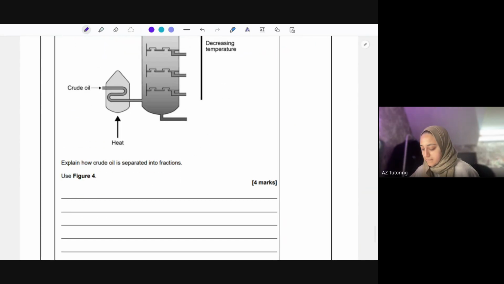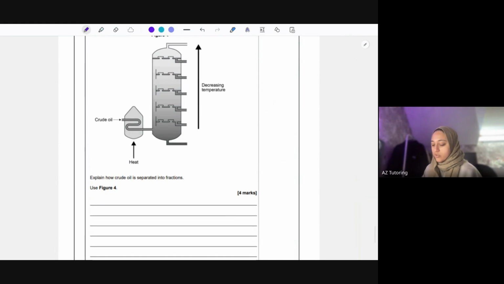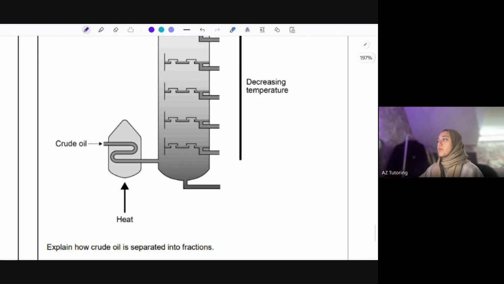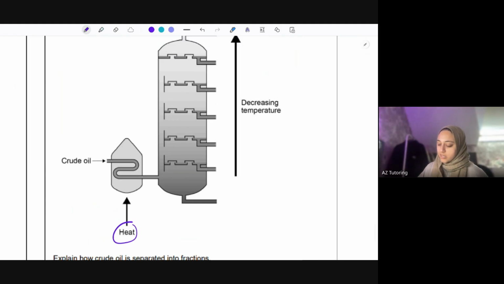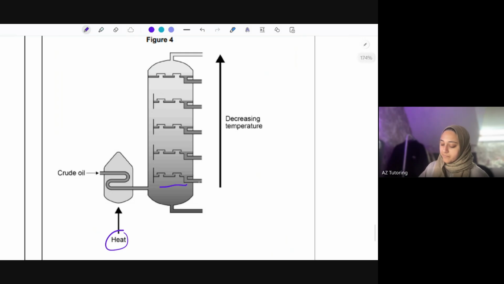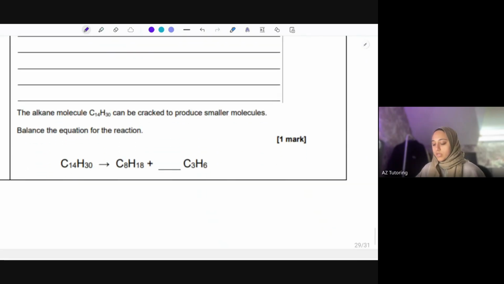Okay, moving on. Final question. So we've got a fractional distillation column. It says explain how crude oil is separated into fractions. So the crude oil is heated, as you can see. Once it's heated, that liquid changes to a vapor, so a gas. Then, depending on its boiling point, it will come off into these fractions. As you can see, the temperature is decreasing as it's going up. So as the gas rises, it changes to a liquid and gets tapped off. The shorter chain hydrocarbons come off here, and the longer ones down here. So that's for the 4 marks.